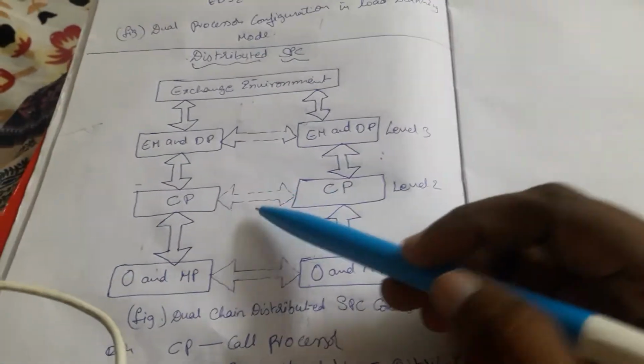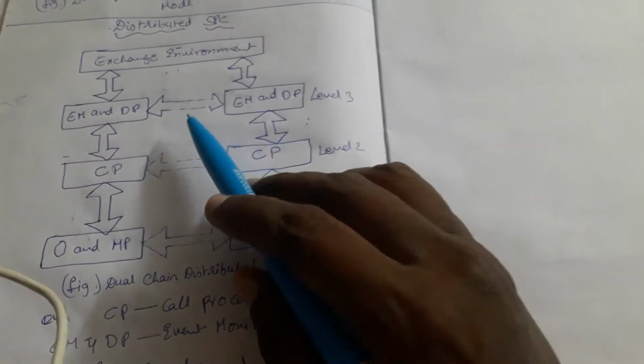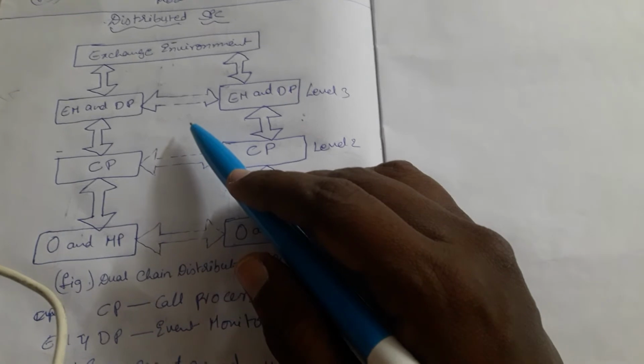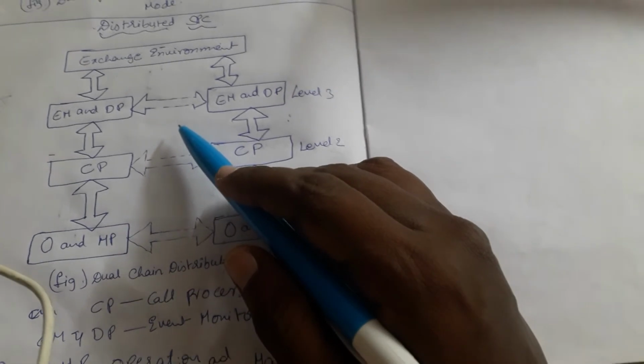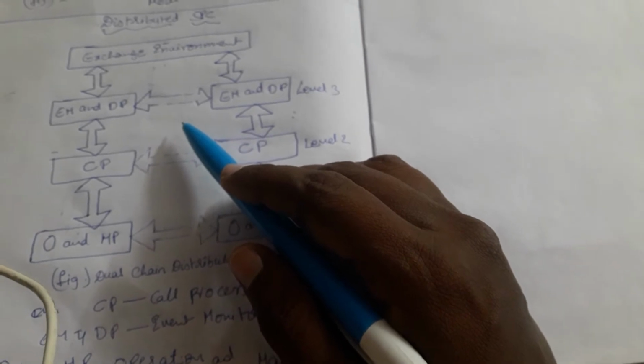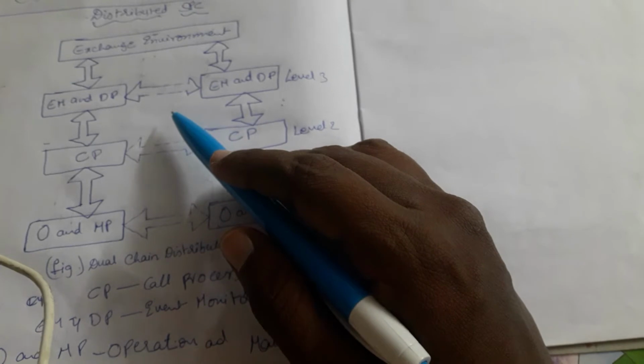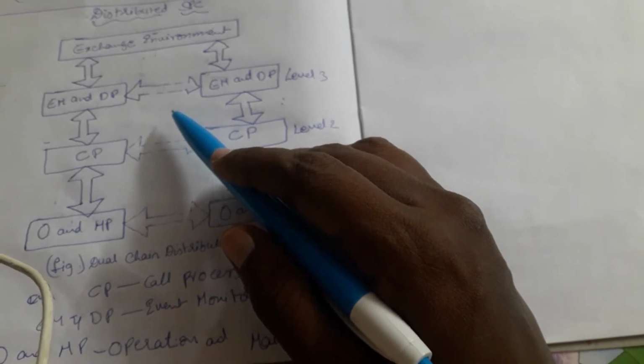This is the block diagram of distributed SPC. In distributed program control, the control functions are shared among several processors within the exchange system. Distributed control offers better reliability and availability when compared to centralized SPC.